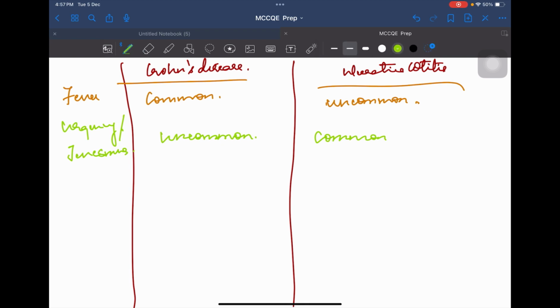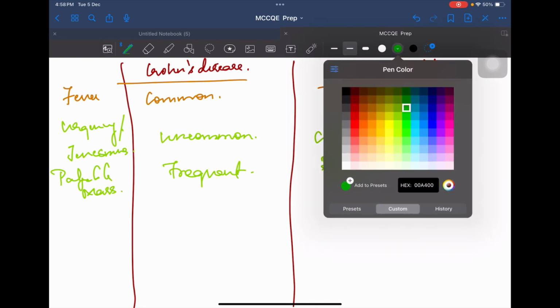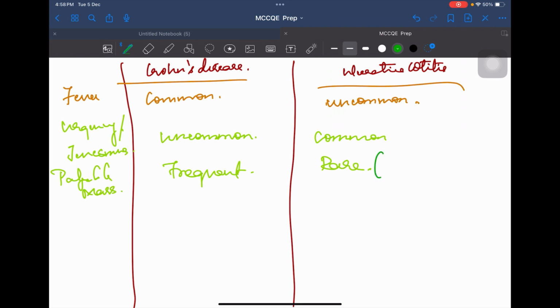Okay. Now coming to palpable mass. Frequent in Crohn's disease, rare in ulcerative colitis. But if it is present, it's usually due to the cecum being full of stools. So if there is stool in the cecum, that can cause the palpable mass, or else it's very rare in ulcerative colitis. But in Crohn's disease, it's usually frequent.